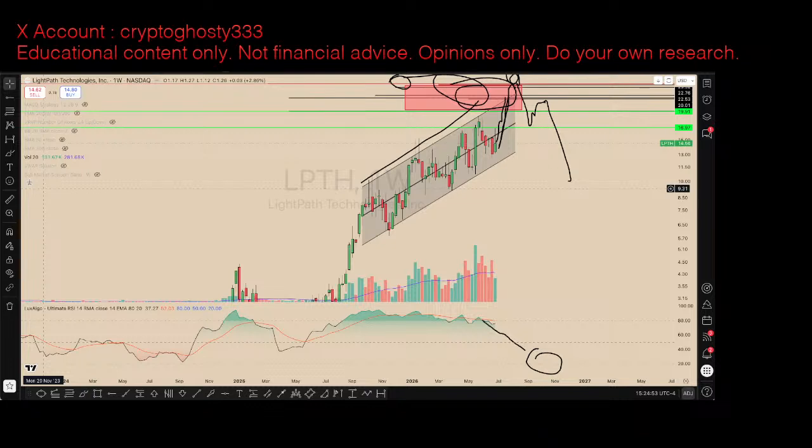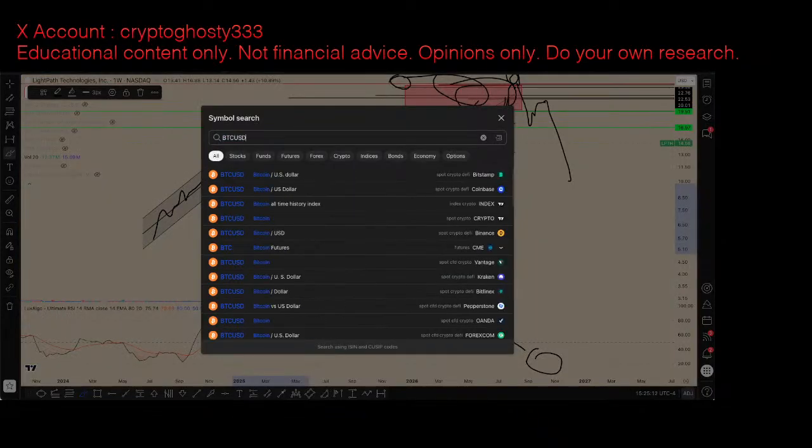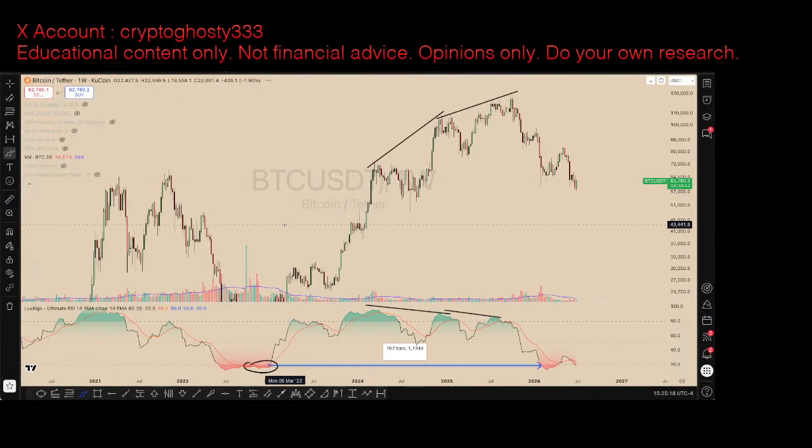So there's ascending channels and there's descending channels. Normally ascending channels tend to break to the downside eventually, and descending channels tend to break to the upside. I could show you some examples on Bitcoin when we had ascending channels, right?